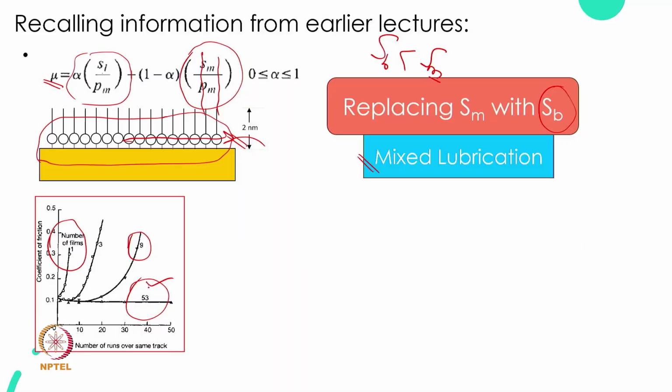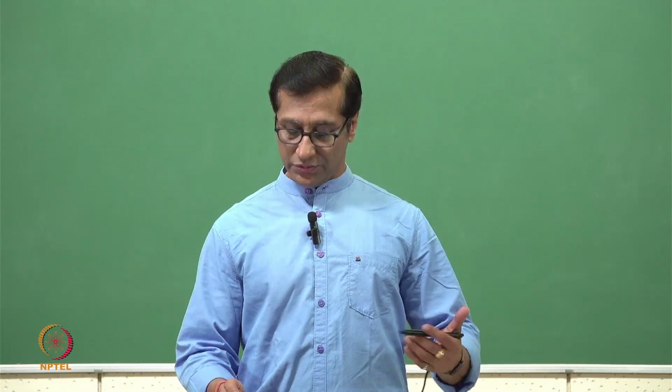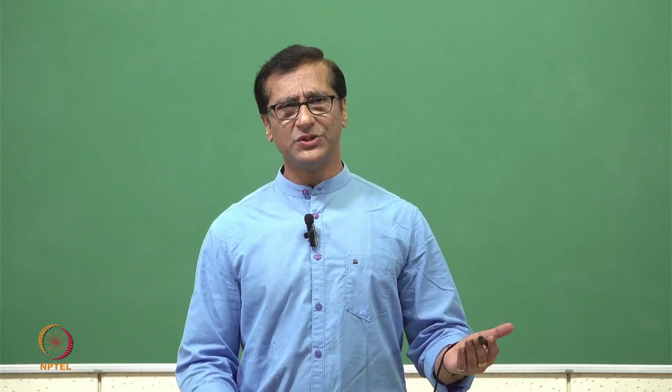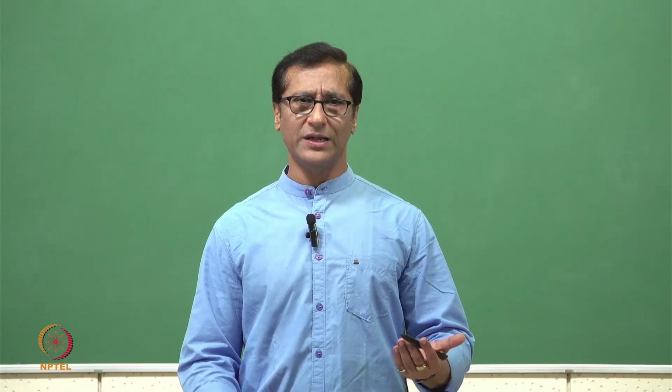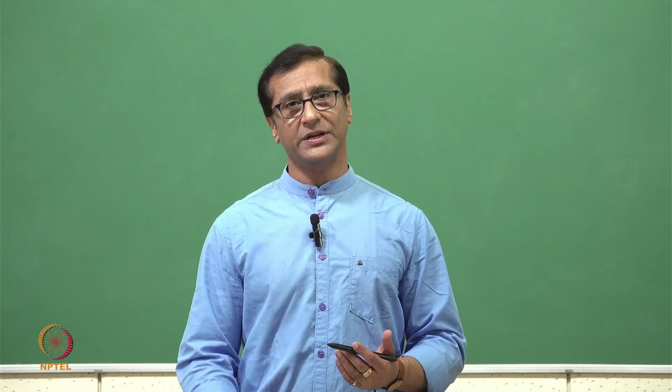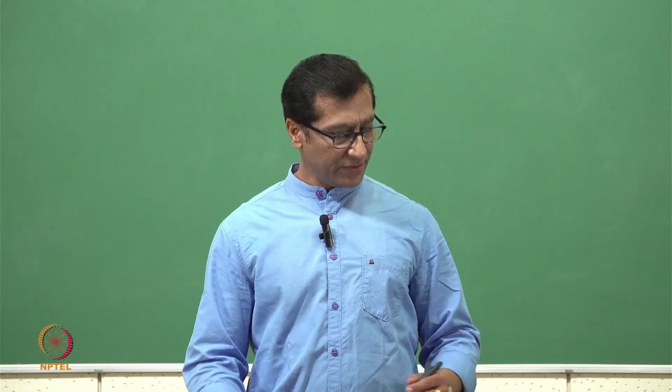So this 53 is a kind of subjective number. It can vary from one interface to another interface. So we don't want to stick to the 53 as a kind of magic number. No, it is just an illustration to mention that one layer may not be sufficient. We require many more layers compared to one boundary lubricant layer. That's what we have understood.